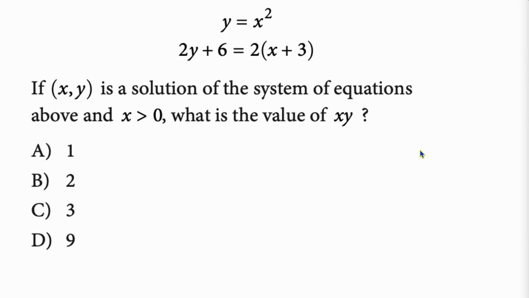So today we have two equations. The first equation is y equals x squared, and the second equation is 2y plus 6 equals 2 times (x plus 3). And the question is, if (x, y) is a solution of the system of equations above, which is these two equations, and for x greater than 0, what is the value of xy here?